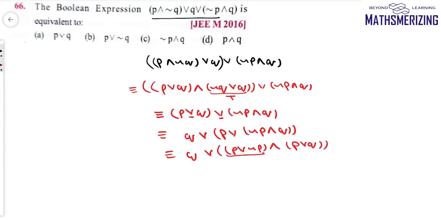Now P or not P is true and A and true is simply A. So this is Q or P or Q. So now which is P or Q or Q, and Q or Q is simply Q. So this is equivalent to P or Q. So that's your option number A.